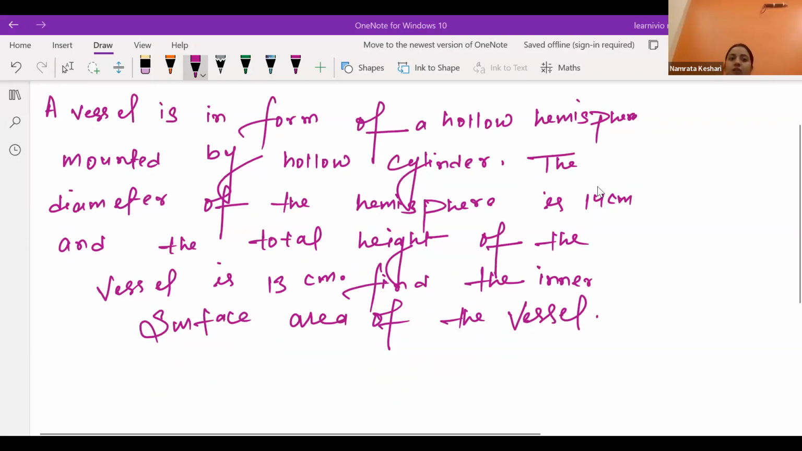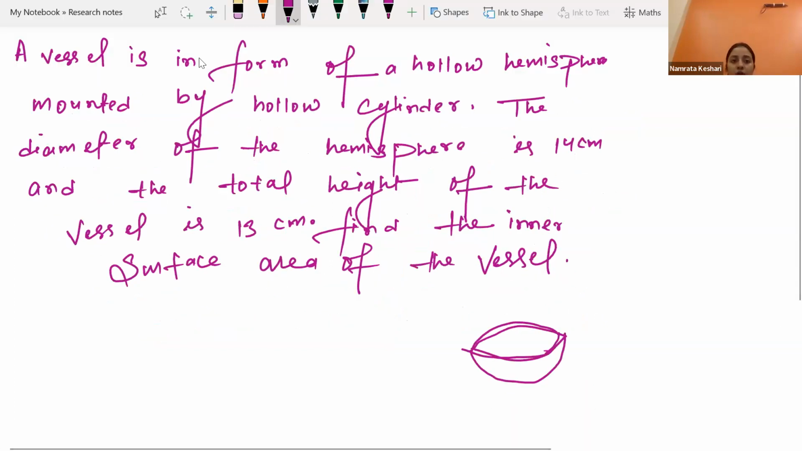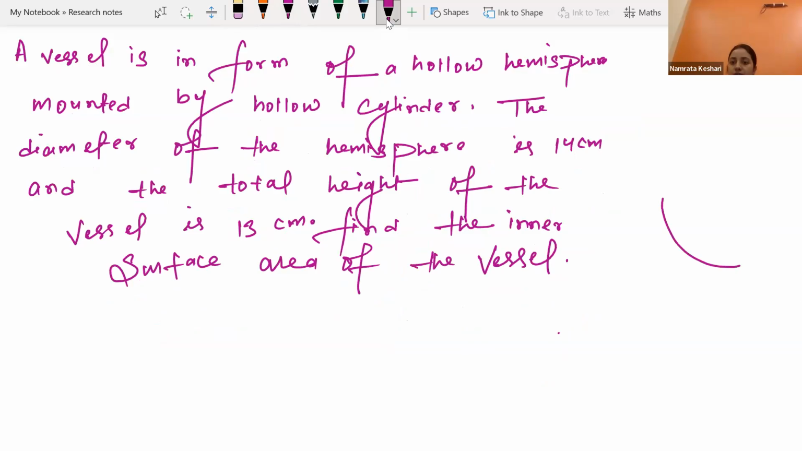So let's continue. We are having a vessel which is in the form of a hollow hemisphere. Hollow hemisphere, okay? So like a bowl, this is a hollow hemisphere. A bowl kind of a structure is there, which you can see over here. Or let me draw it properly. We are having a hollow hemisphere.